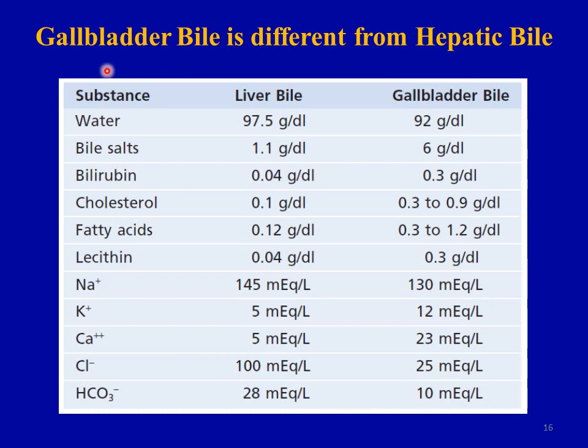Here we can see the difference between gallbladder bile and hepatic bile. We can see clearly that the gallbladder bile is different from the hepatic bile. As you can see, the water content of the gallbladder bile is less compared to the hepatic bile. Bile salts are about 5 to 6 times more concentrated compared to the hepatic bile. Bilirubin is about 9 times more concentrated in the gallbladder bile compared to hepatic bile. The same for cholesterol. Fatty acids are also more concentrated. Phospholipids are more concentrated, and we can see also the ions are different because of the reabsorption of sodium and chloride. Their amounts in the gallbladder bile are smaller compared to the hepatic bile.